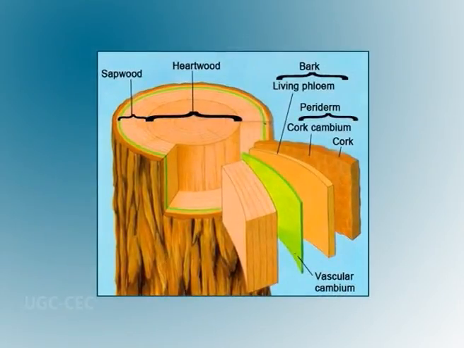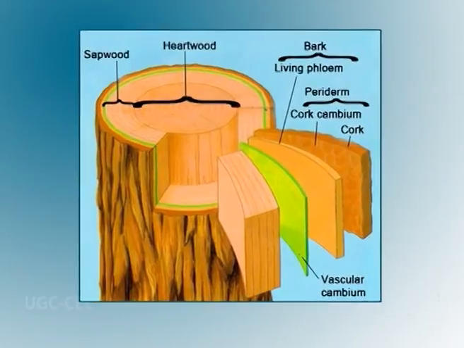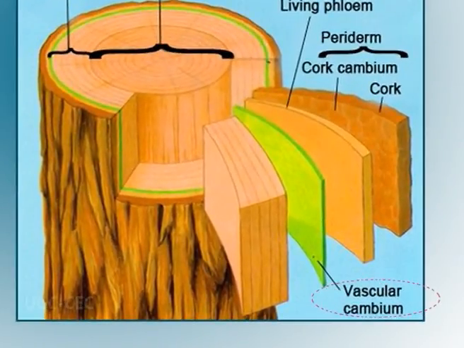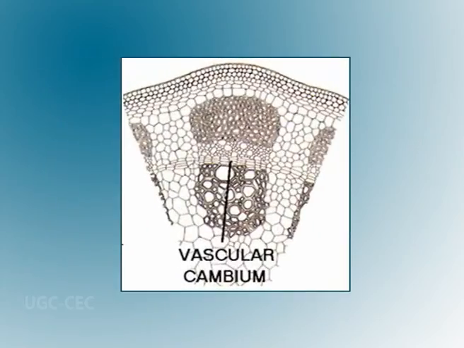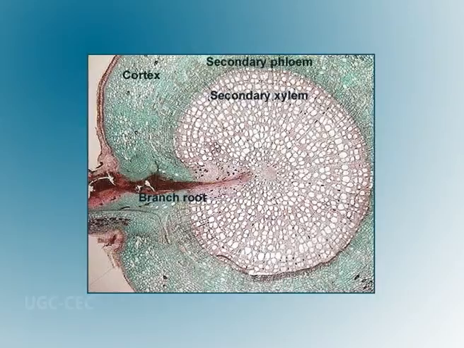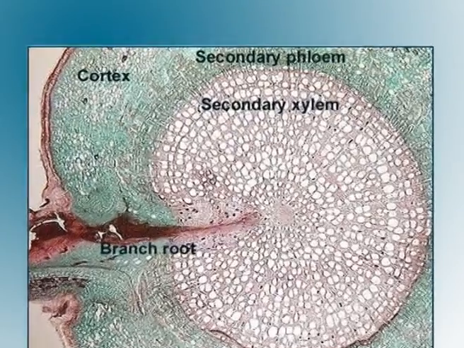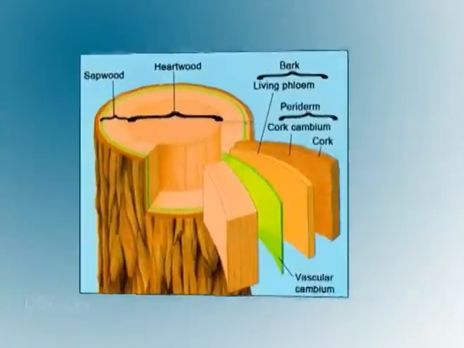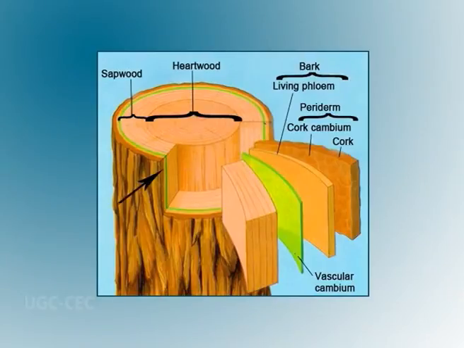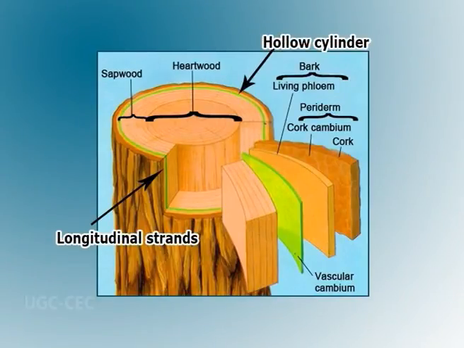There are two types of cambium, that is vascular cambium and cork cambium. Vascular cambium produces secondary vascular tissues, secondary xylem and secondary phloem. It is a lateral meristem that develops either as a longitudinal strand or as a hollow cylinder.